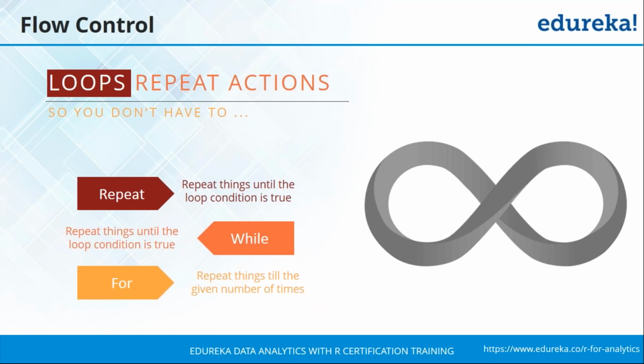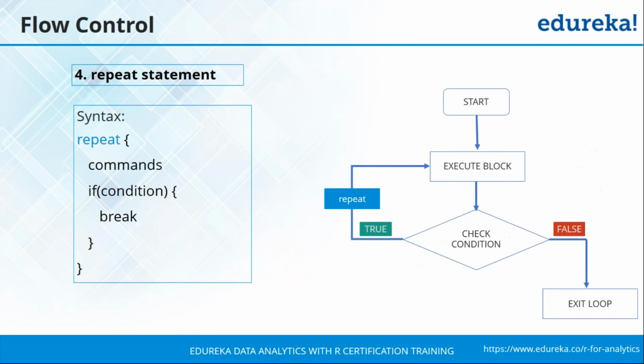Now the repeat statement and while statement help you execute a certain set of code until the condition is true. But for is a kind of loop statement that you use when you know how many times you need to repeat that statement. Let's say you want to repeat a set of statements 10 times, then you'll go with the for loop. But if you're not quite sure how many times you want to repeat it, then you go with the repeat or while loop. So let's move forward and start talking about the repeat statement.